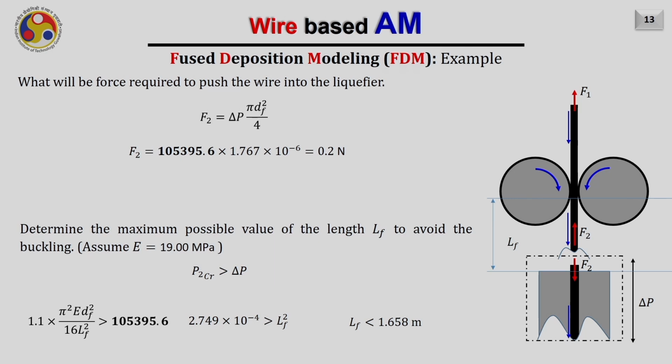Now, as we know already the delta P, it is asked what will be the force required to push the wire into the liquefier, that too in the steady state. The F2 force which is acting here to push the wire into the liquefier to overcome this pressure delta P will be equal to delta P into pi dF square by 4, and as a result the value of F2 is coming to be 0.2 Newton.